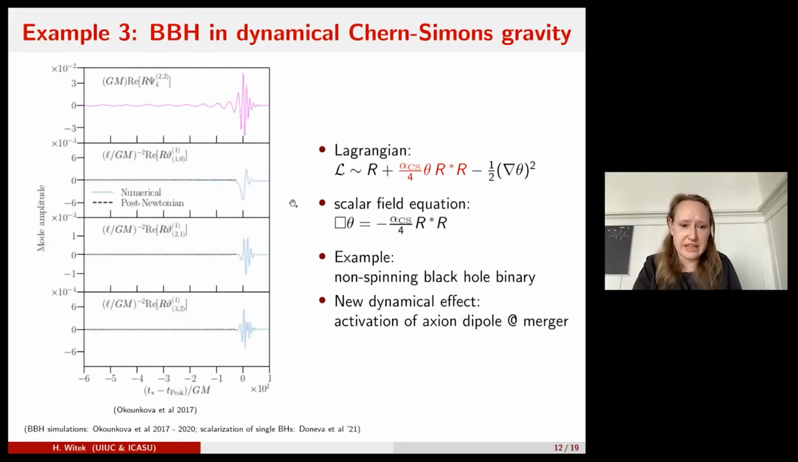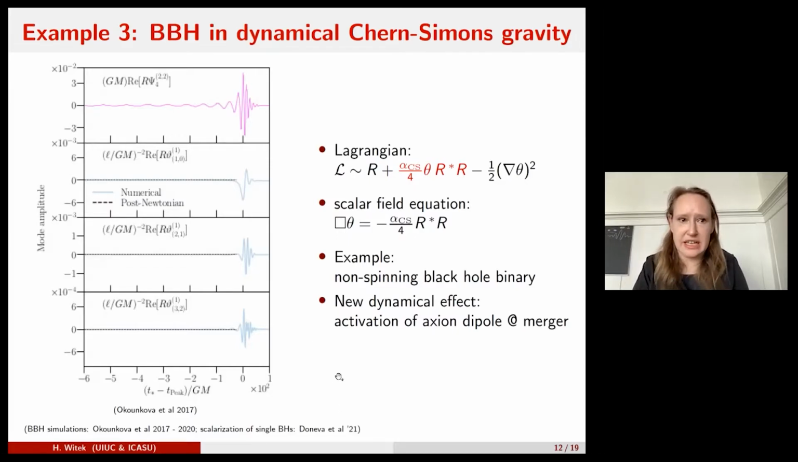I should also say that by now, Masha has extended this calculation to include second order effects in this effective field theory approach. That is, she also calculated modifications of the metric at that second order. I'm not going to show that here today, though.